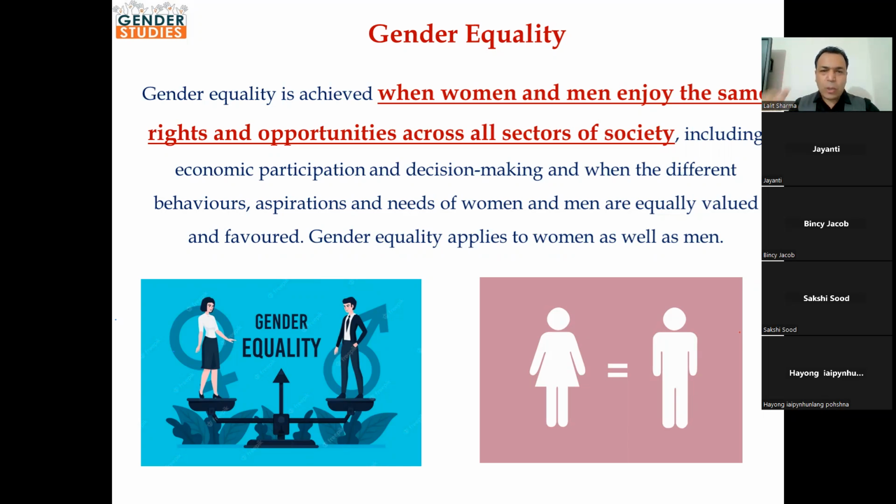We have to provide equal opportunity to all persons, even in wages, even in the political system, even in the economic system. We have to provide equal opportunities, when they enjoy the same rights and responsibilities across all sectors of a society. Then we say that we have achieved gender equality. But here you don't have to forget, gender equality we can only achieve when we achieve equity. Just in the previous slide I talked about the equitable society, right?